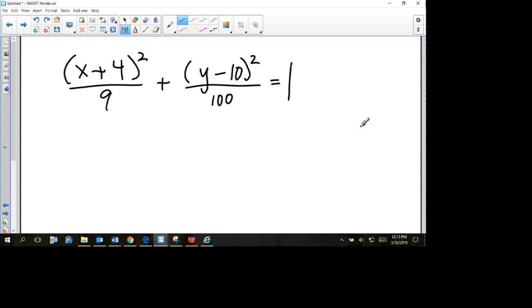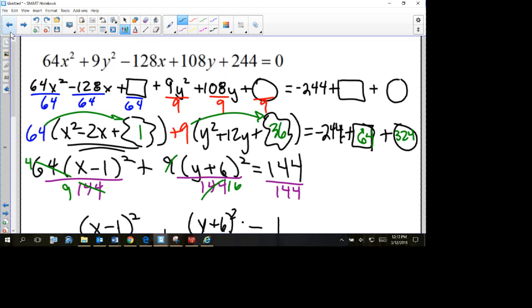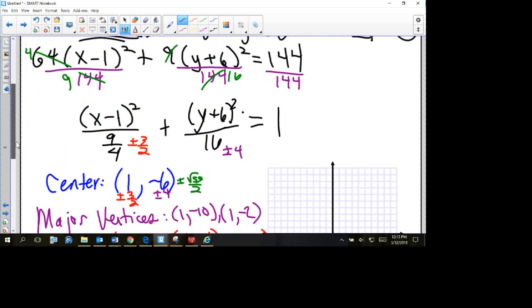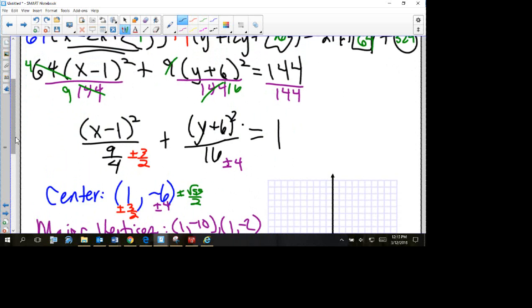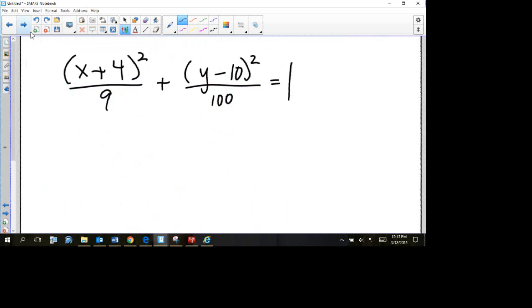So when I look at this, the very last thing that we did on this example was what? We divided everything by 144. So the very first thing you're going to do is multiply everything by some number. What you want to multiply by is something that will cancel out your fractions, cancel out your denominators. So when you look at my example, I have a denominator of 9, I have a denominator of 100.